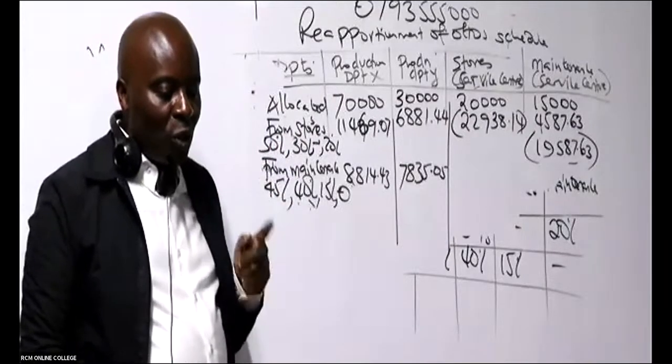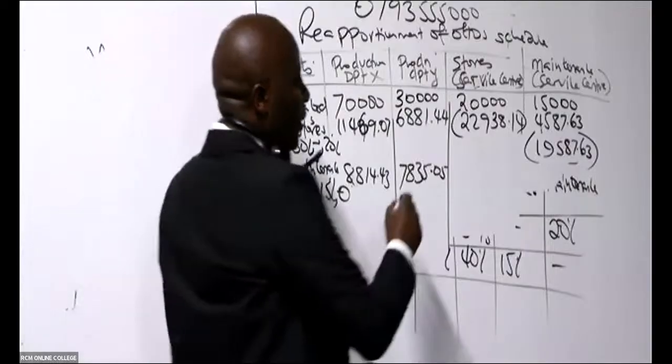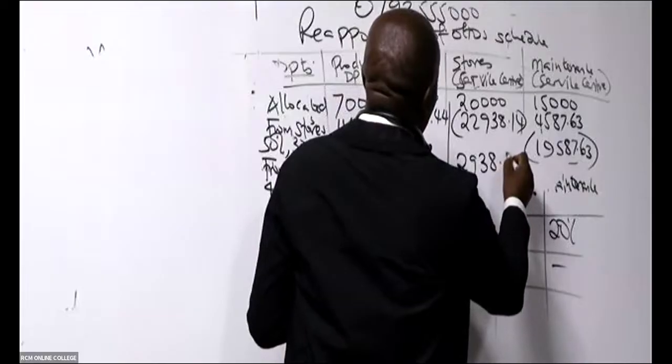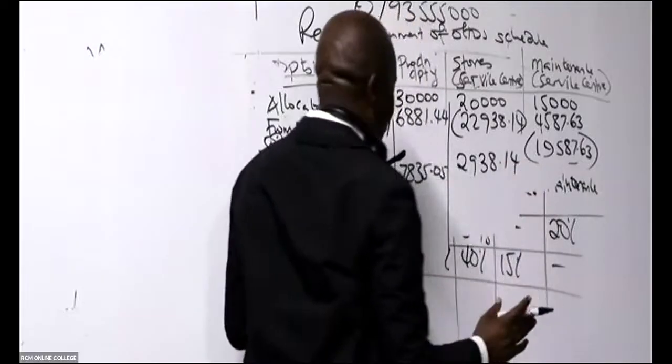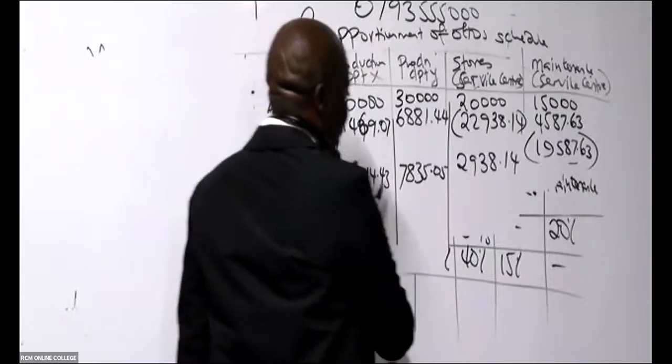The online ninjas who are consistently giving me answers, I'll give them a present. 2938.14. That is it. You have finished. Come and give me the total overheads now for each department.